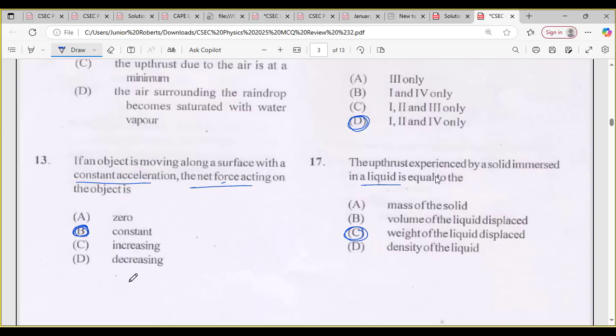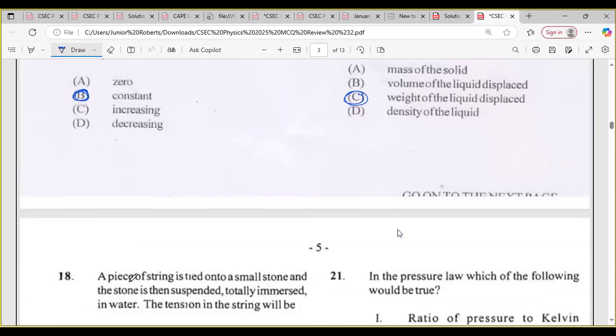Also, since upthrust is a force, it's going to be measured in newtons. Weight is also a force measured in newtons. And again, even from that, we can just determine the answer, because upthrust is in newtons. Which of these is in newtons? Because they are equal, so they must have the same unit. And C is the only one that supports that.